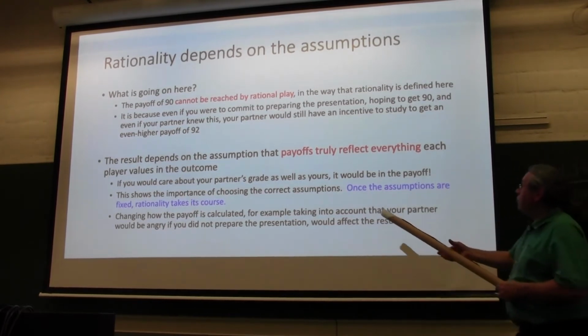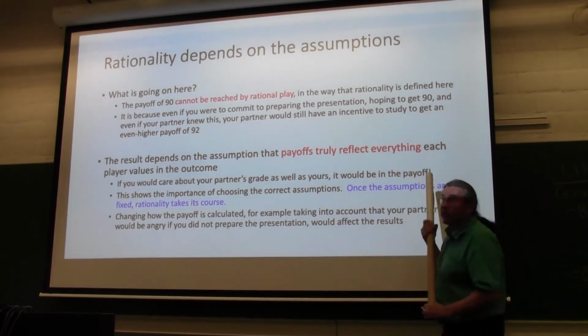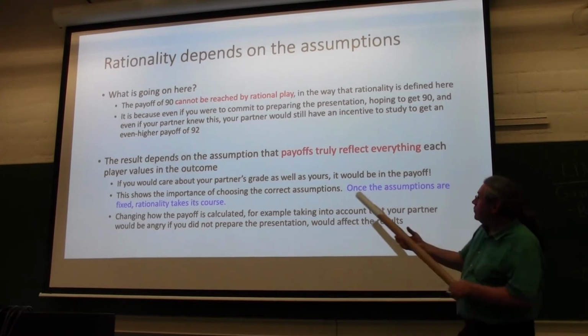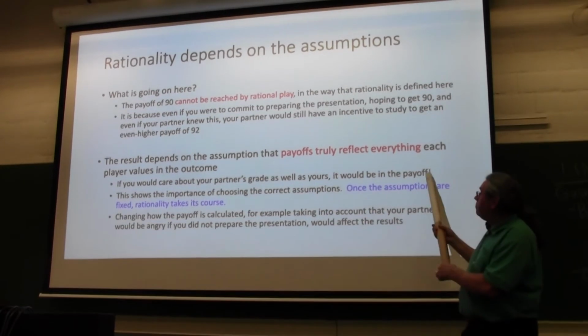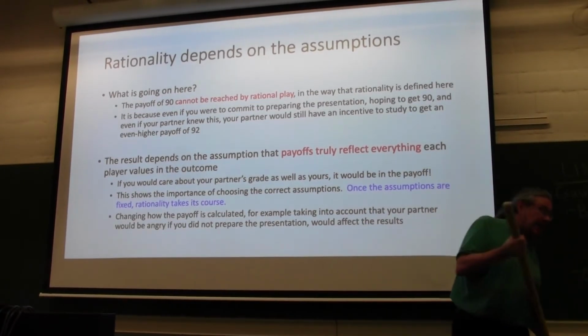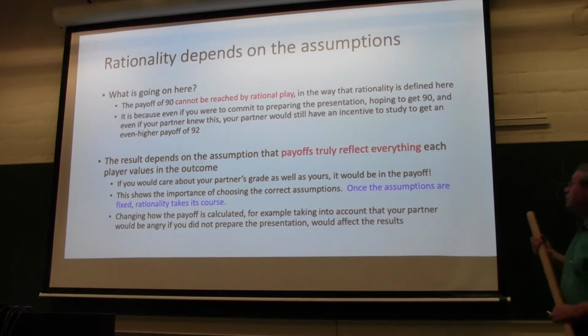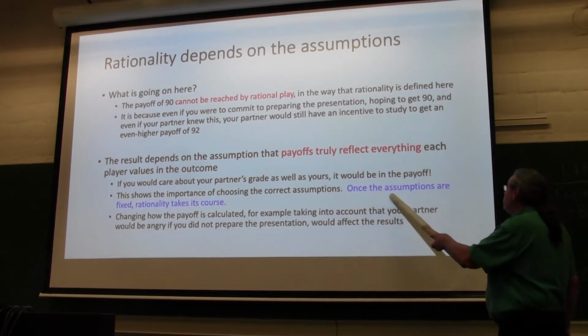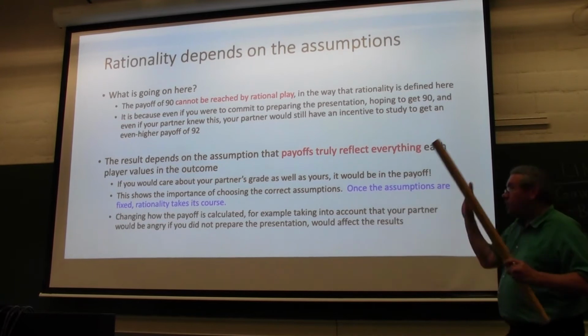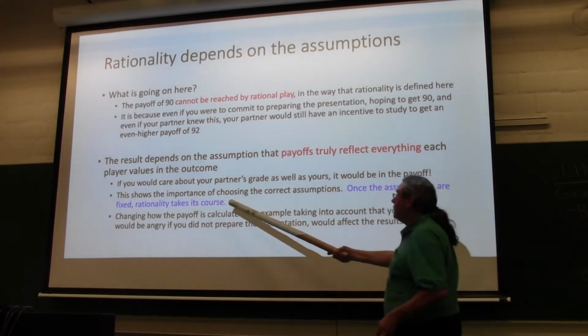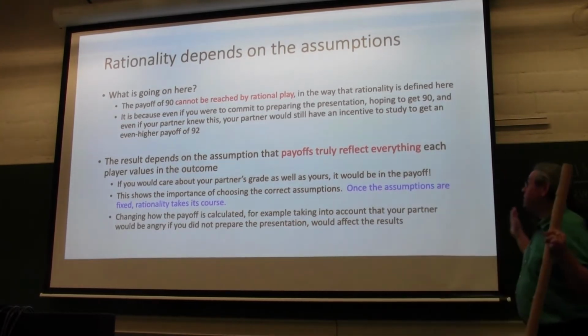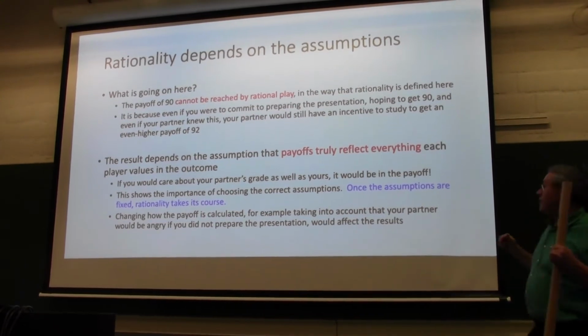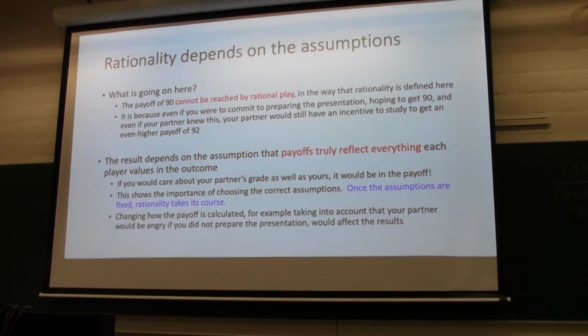If you want to take care about your partner's grade, it has to be in the payoff, because the payoffs reflect everything. It's not here. So once the assumptions are fixed, you can't change anything. You follow rationality and the result is fixed. So basically that's how rationality works.